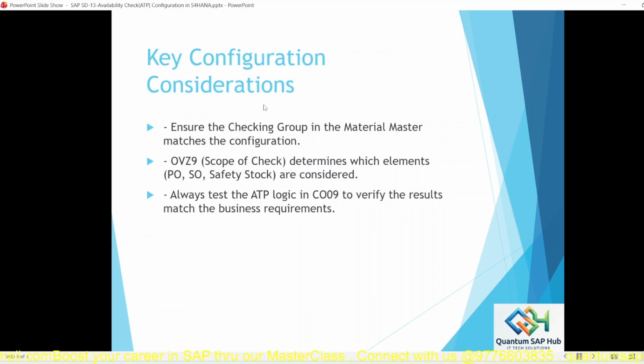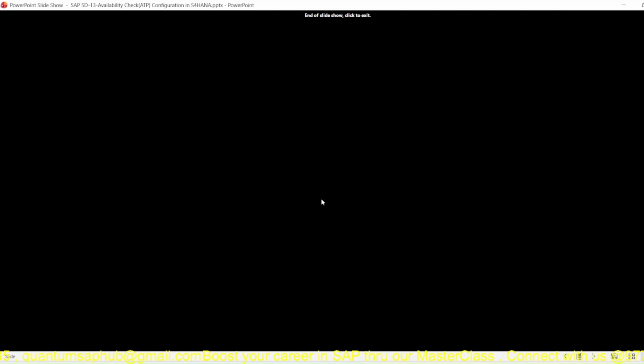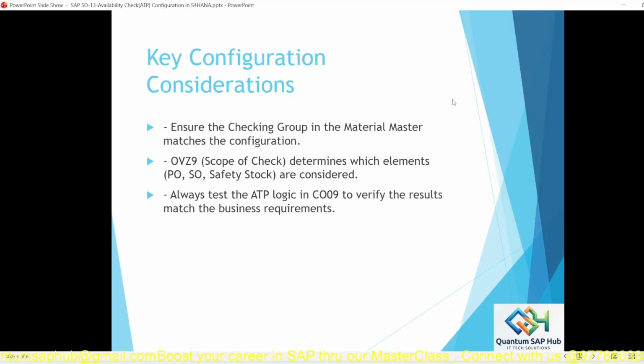Key combination consideration: ensure the checking group matches the configuration, whatever is there in the material master. Otherwise, the ATP check will not be carried out. OVZ9 determines which elements are considered, and always test the ATP logic in CO09 to verify the results against the business requirement. Once you make some configuration changes, always test in this transaction. Okay. So this is all about the availability check.